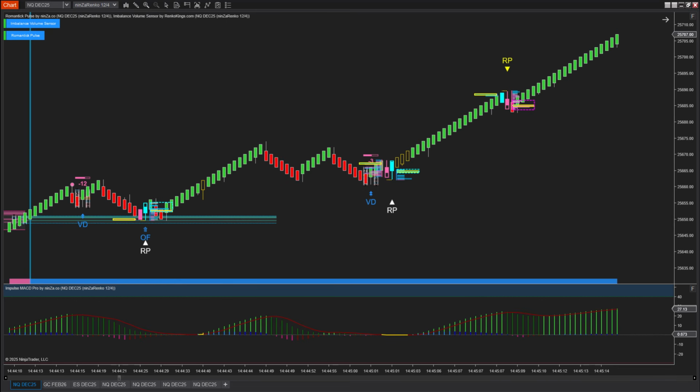This alignment makes overlap signals far more reliable, giving traders cleaner entries, stronger momentum confirmation, and higher probability setups. Exactly what professional scalpers and trend traders look for.